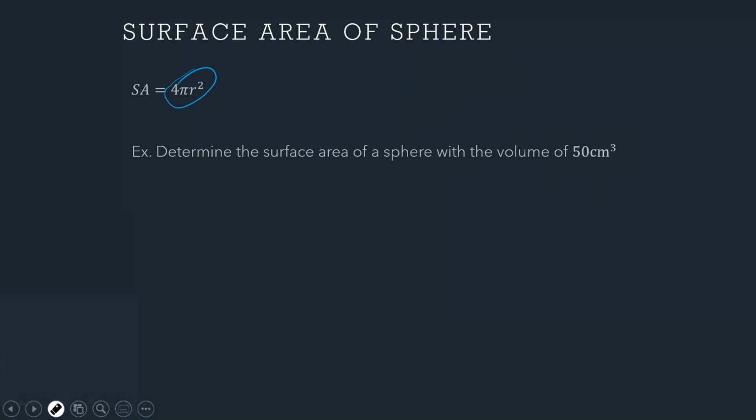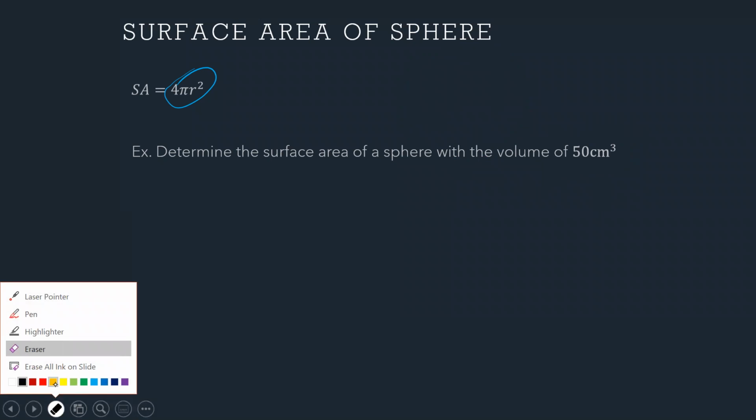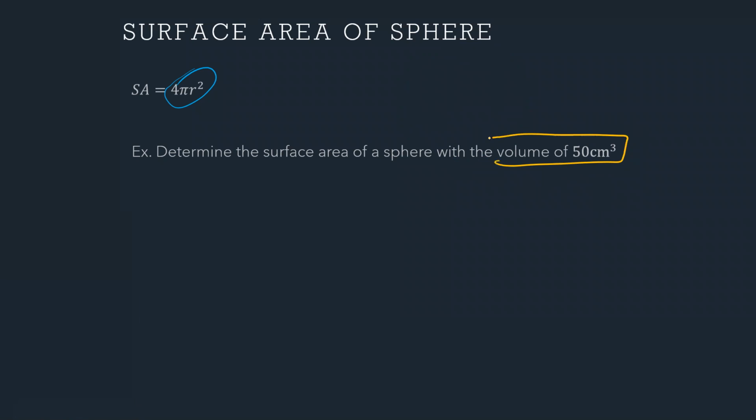So we are told right now that the volume is 50 centimeters cubed. How can we use this to help us figure out the surface area? Well, the hard thing with this is that to find the surface area, we need the radius, but there is no radius, right? That's what's missing here. So what you're going to do is use the volume to work backwards to figure out what the radius is.